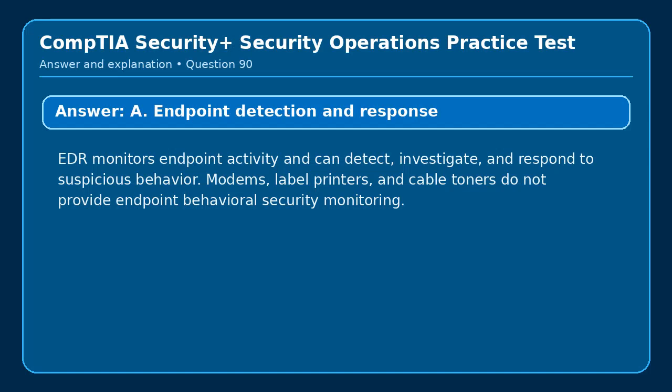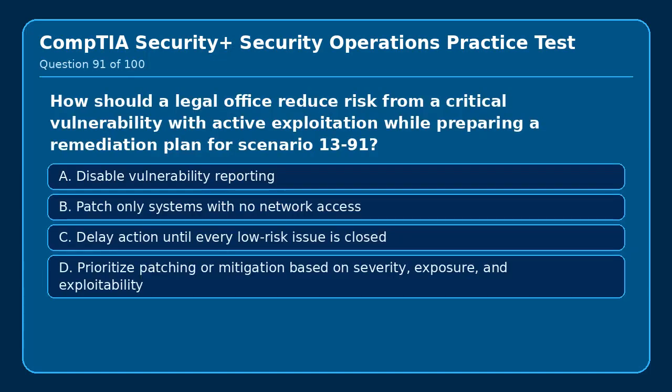The answer is C. Least privilege. Least privilege gives users and services only the access needed for their roles. Implicit trust, open relays, and broad shared ownership increase access beyond business need.